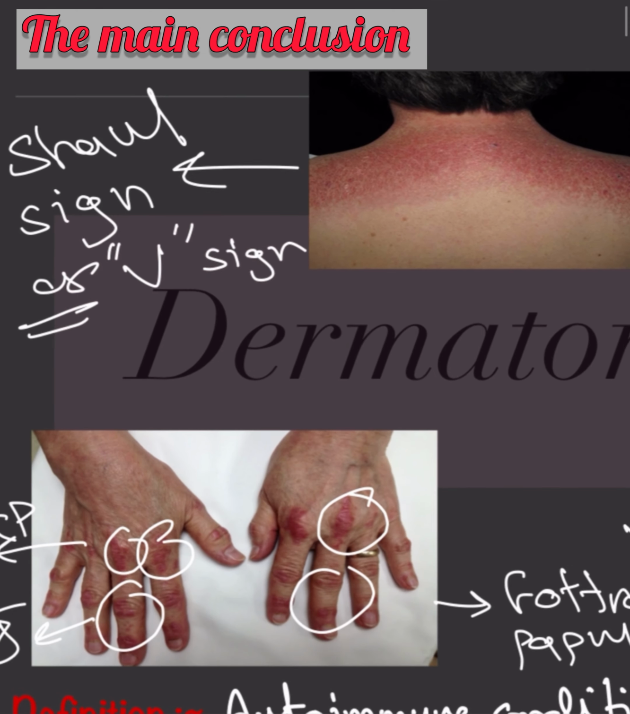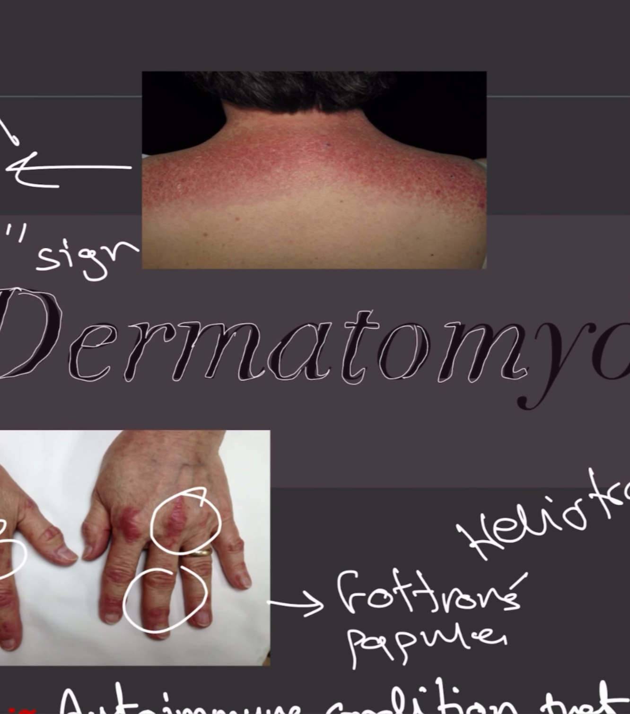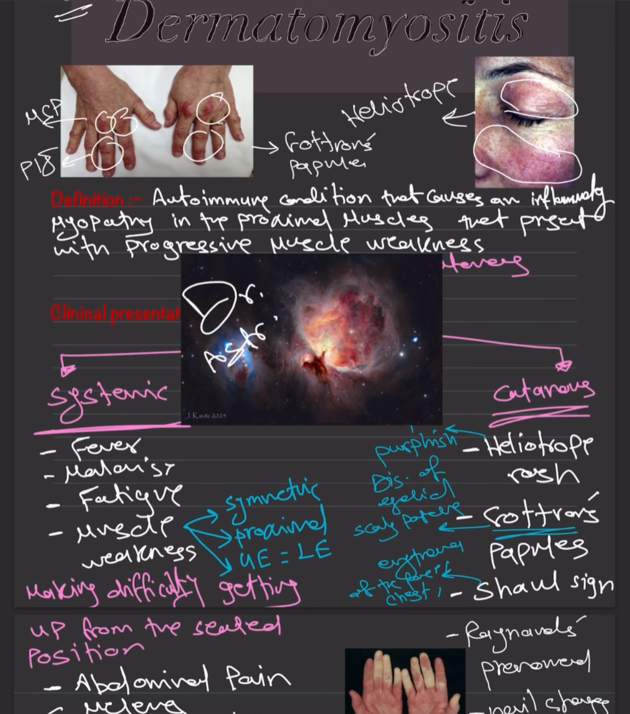We can conclude that when the patient has the classic cutaneous findings that we have talked about with proximal muscle weakness, then the patient mostly has dermatomyositis. And don't forget to do a screening for malignancy.